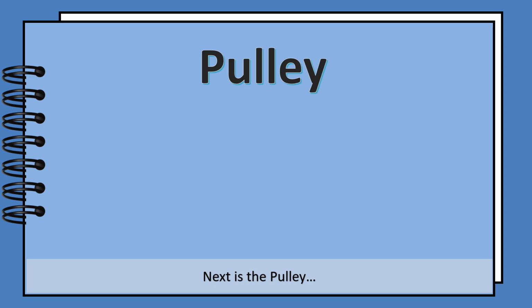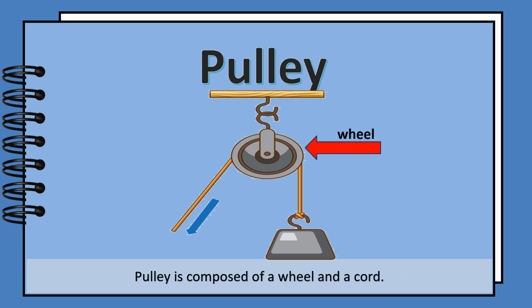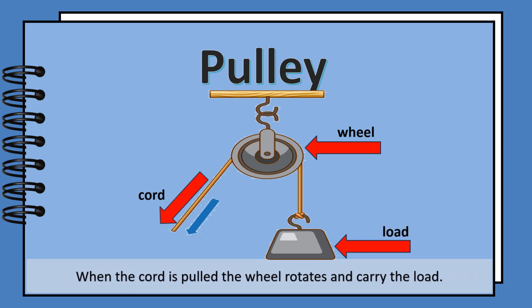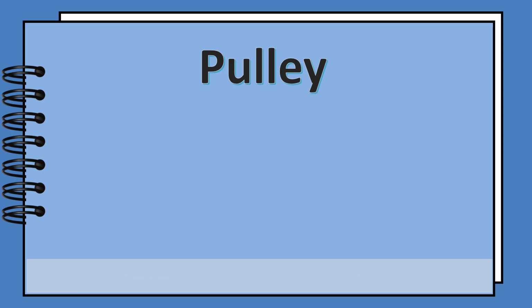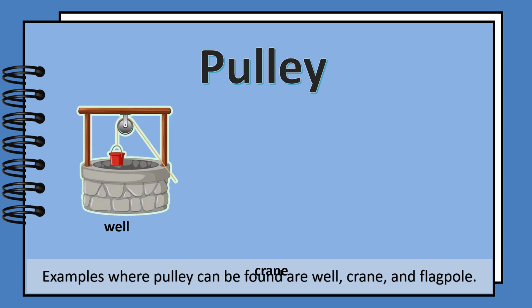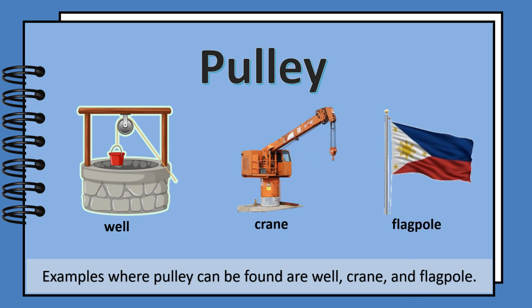Next is the pulley. Pulley is composed of a wheel and a cord. When the cord is pulled, the wheel rotates and carries the load. Examples where pulley can be found are well, crane, and flagpole.